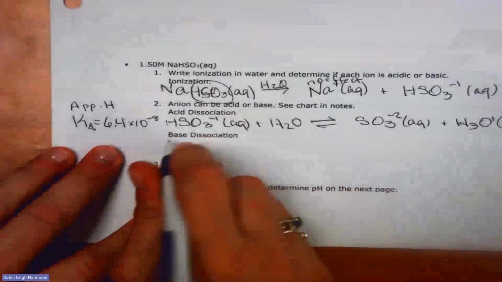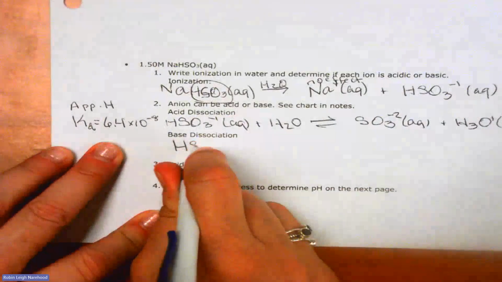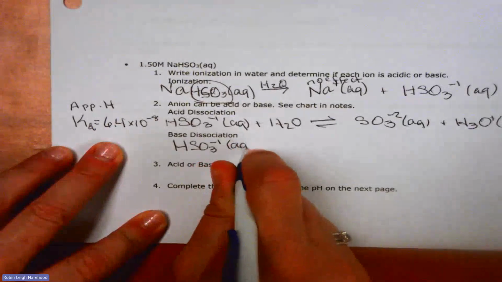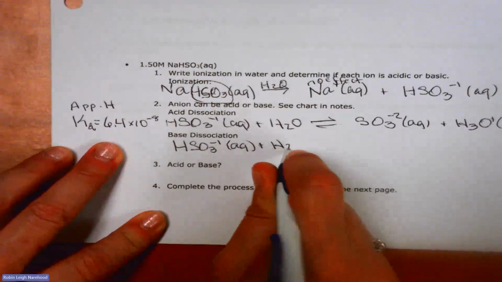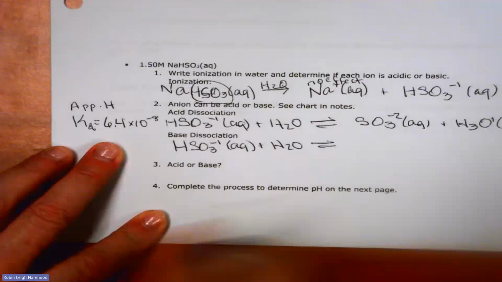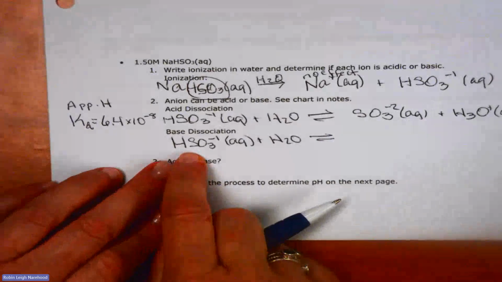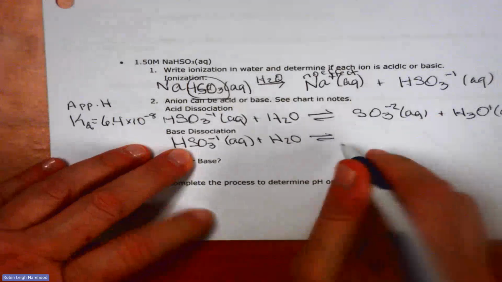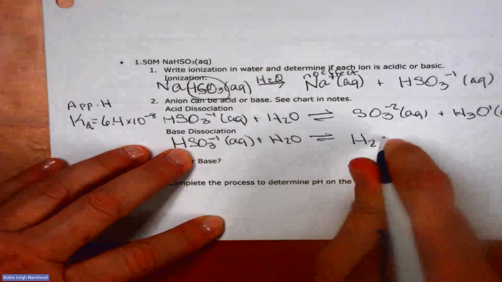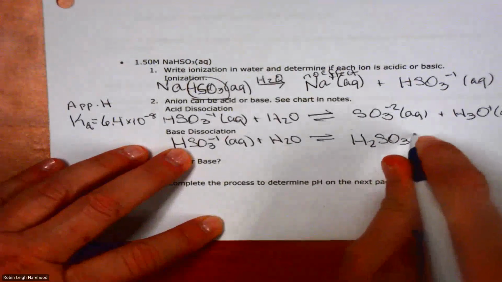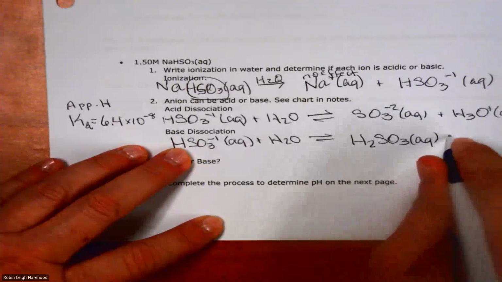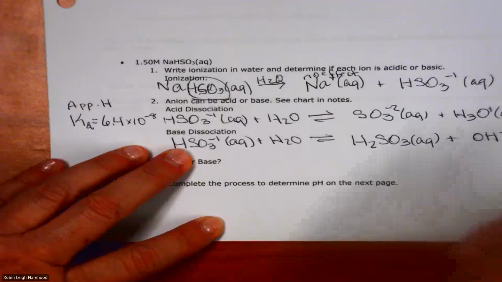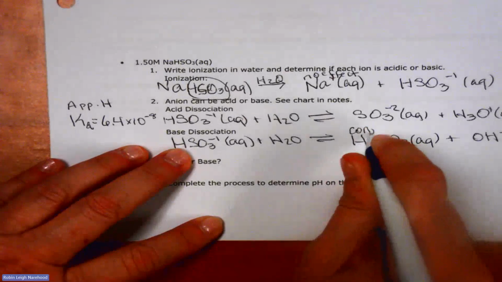So if this ion, instead of giving up a hydrogen, adds a hydrogen, that would make it be a base. So if something's a base, it will accept a hydrogen. So it will form its conjugate acid. And so we just add a hydrogen to this formula, and that gives us H2SO3. And it forms hydroxide. So this is the conjugate acid.